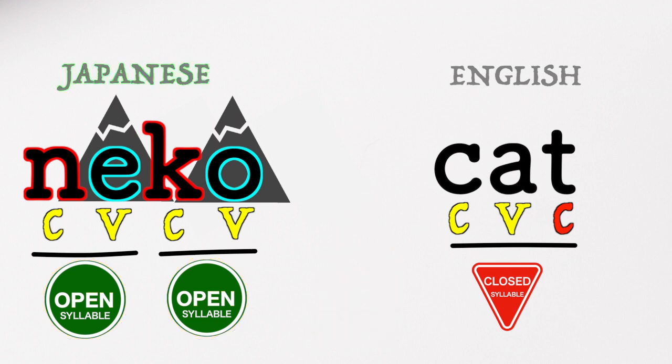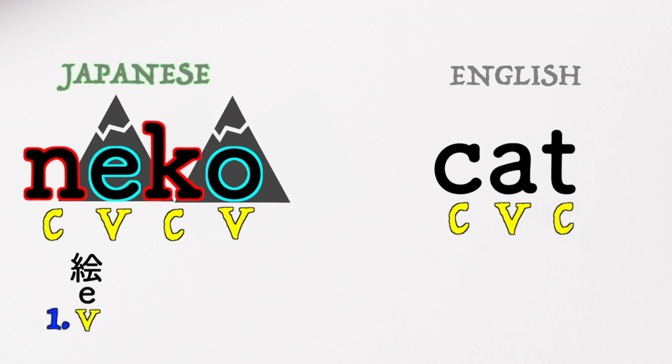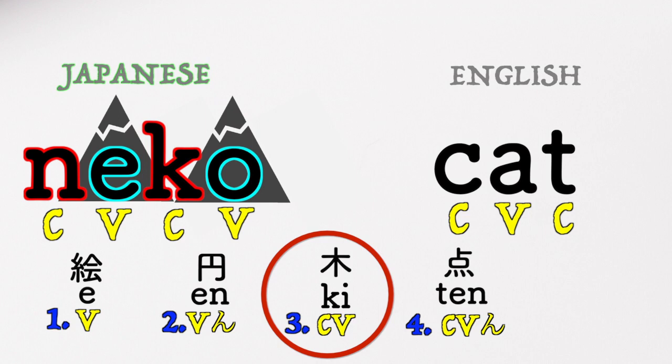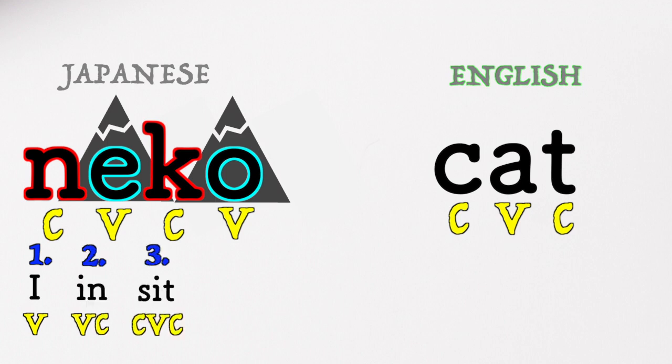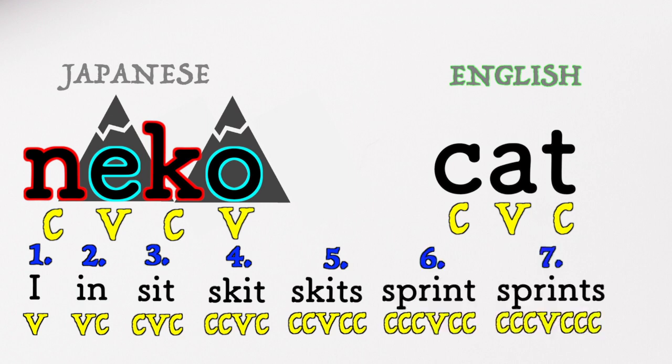So, Japanese essentially has 4 syllable types. V, CV, VC, CVC. But, by far, the CV type is the most common in Japanese and around the world in other languages too. English, on the other hand, simply has more possible syllable types than Japanese. For example, I, in, sit, skit, skits, sprint, sprints.